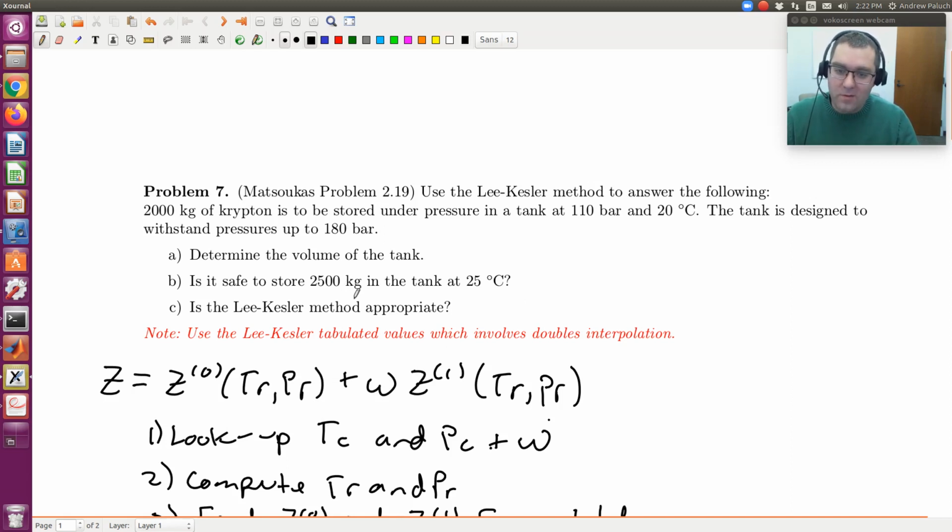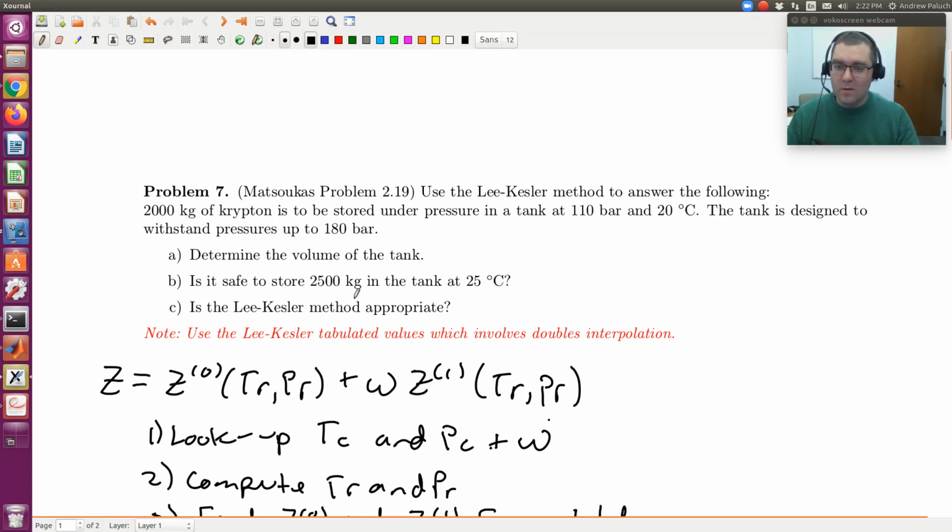So we're given the mass, right? And so the idea in my head is in A, we calculated the total volume of the tank. So from that total volume of the tank, with this new mass, we can calculate a new molar volume. I'll have a temperature of 25 degrees C. So in theory, the state of my system is fixed if I know V and T. And then what I'm going to need to do is calculate P and determine if that P is less than my 180 bar.